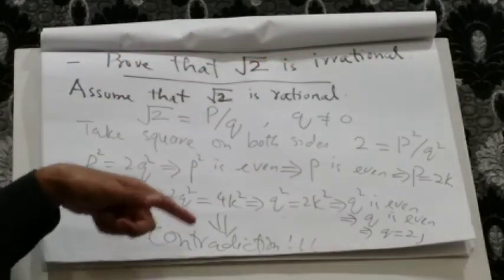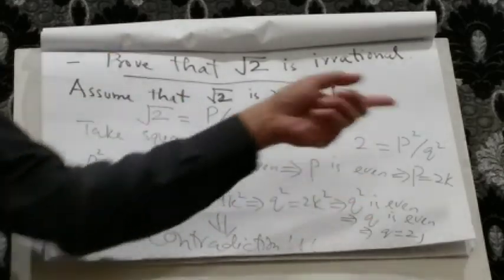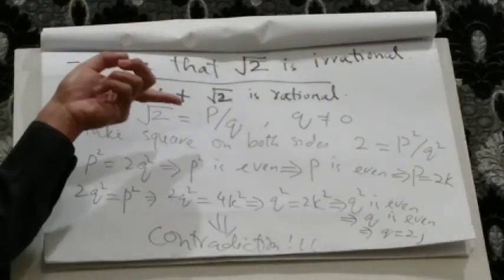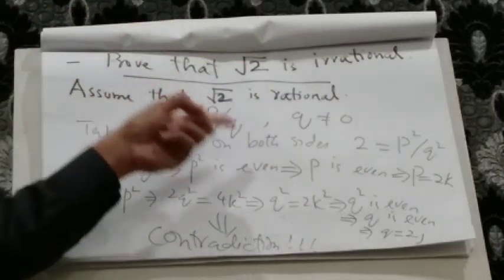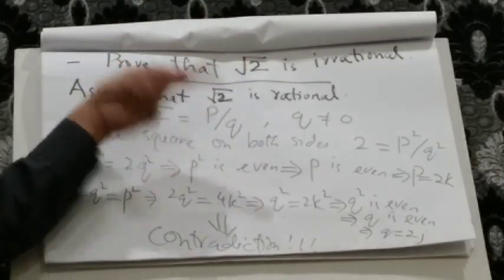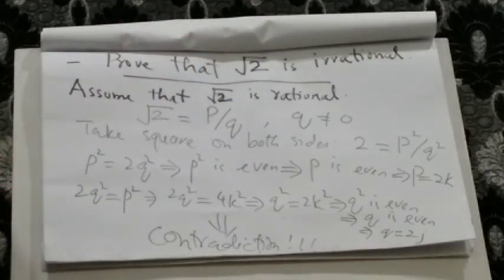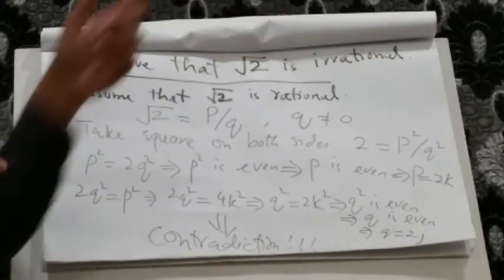So if under root 2 is rational, then p and q must have something in common, which is not allowed in the definition of rational numbers. So my assumption is incorrect, and if my assumption is incorrect, then the inverse of that statement would be true, which is that under root 2 is irrational.